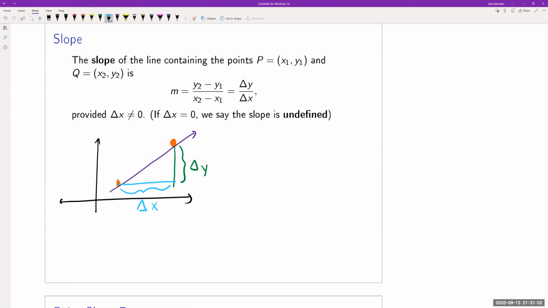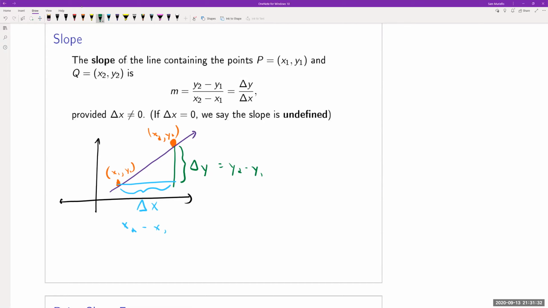delta x. We could calculate this change if the points are x1, y1, and x2, y2, by noticing that delta x would be x2 minus x1, and delta y would be y2 minus y1. Therefore, I can look at each of these changes by subtracting the coordinates of the points.